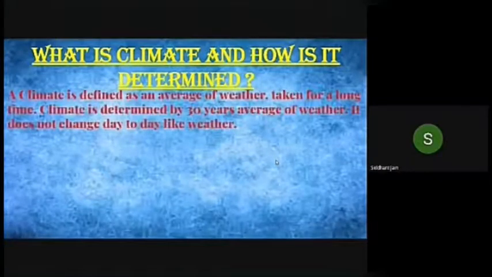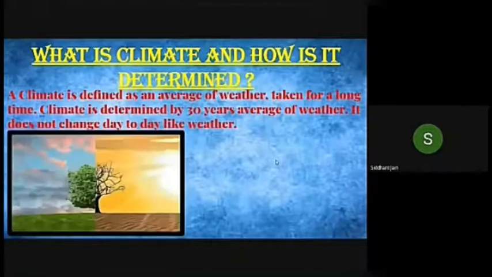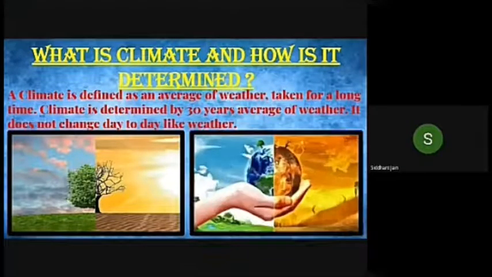What is climate and how is it determined? Climate is the atmospheric condition of a place which is determined by weather of around the past 30 years, and it does not change day to day.